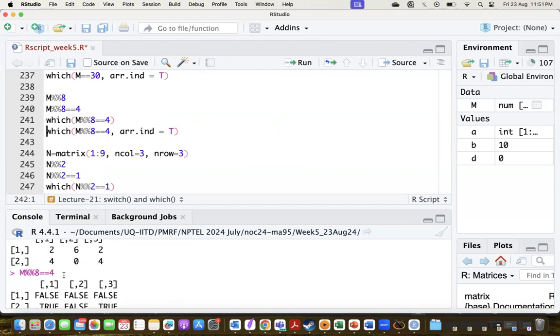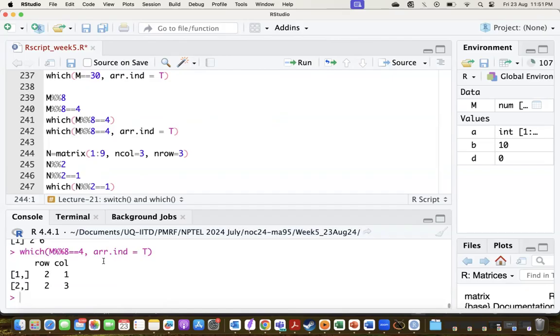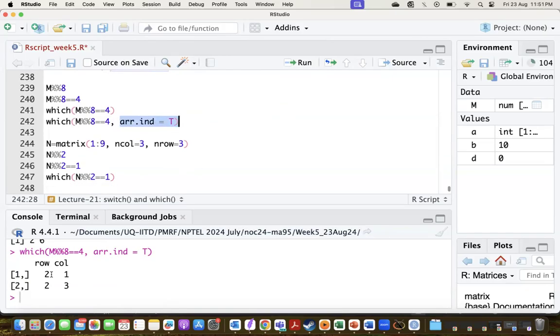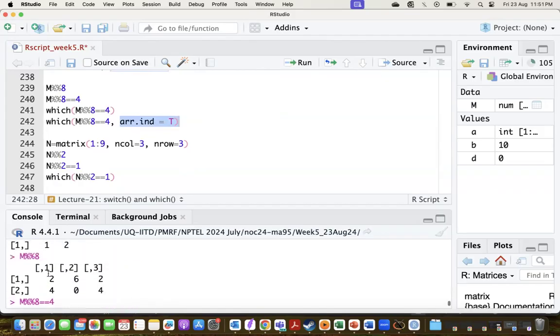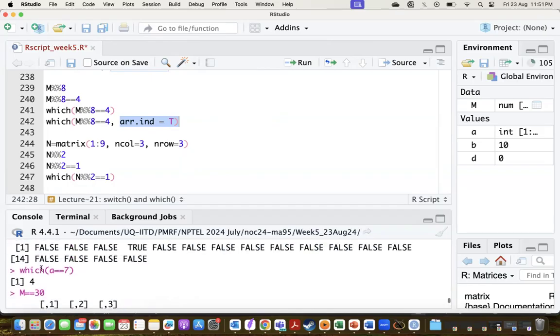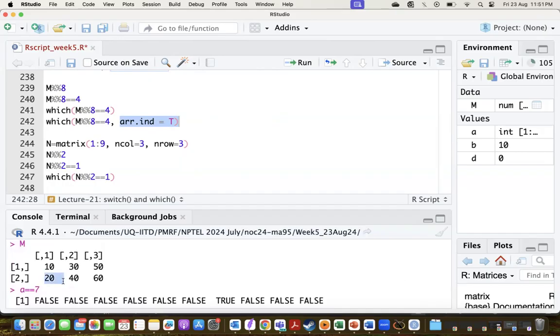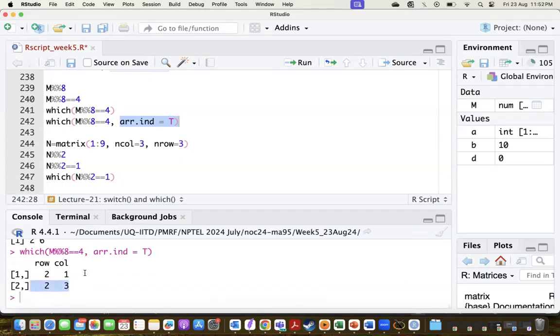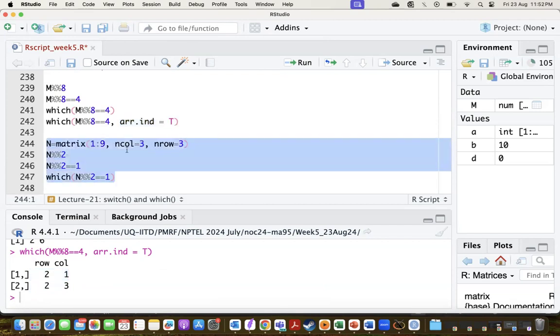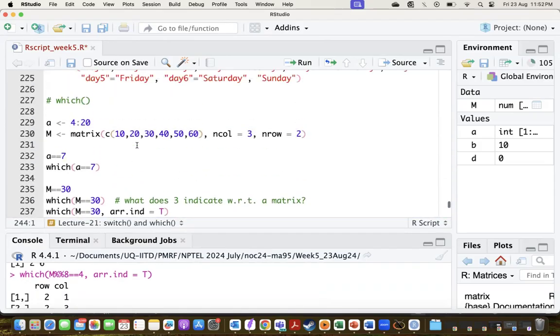So again, the same thing, that when you're reading the matrix column-wise, the second and the sixth position are what satisfy this case. But then you can always do it with arr.ind is true. So it gives me the second row first column, and the second row third column. This is where my answers are. And this is also the same thing. Another example.